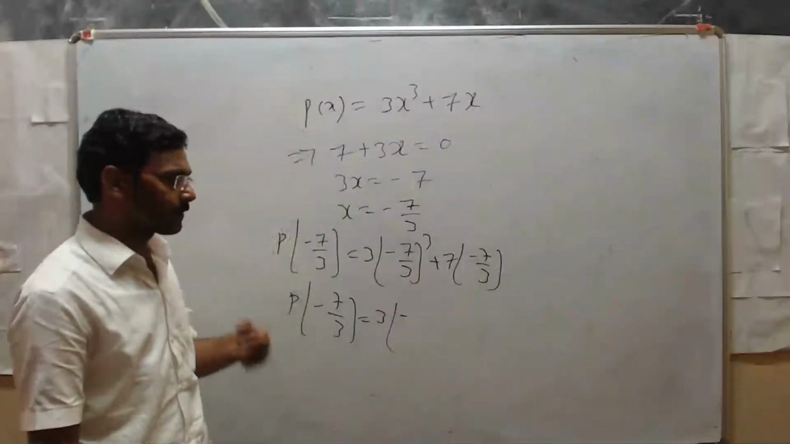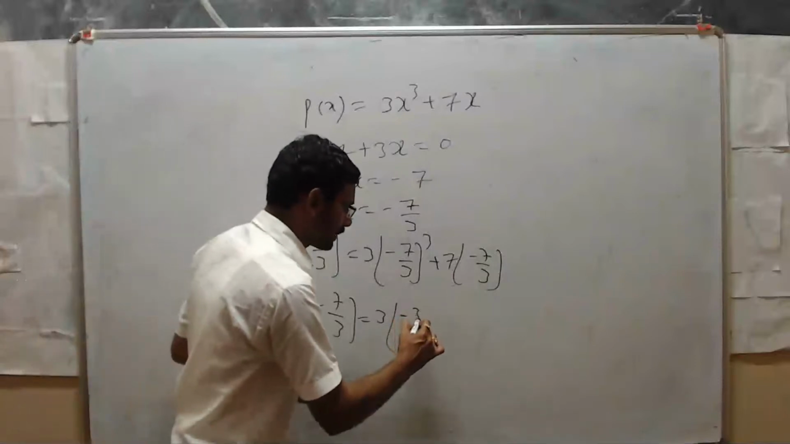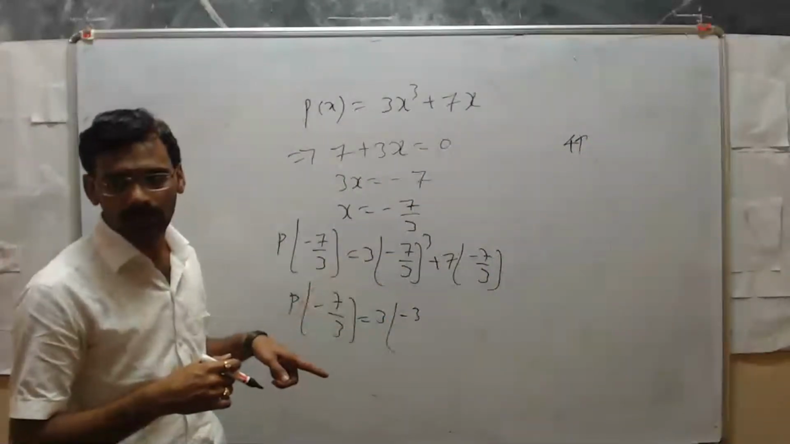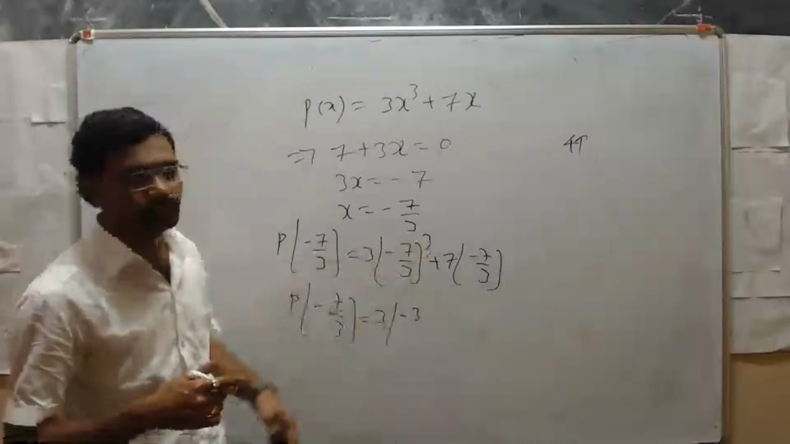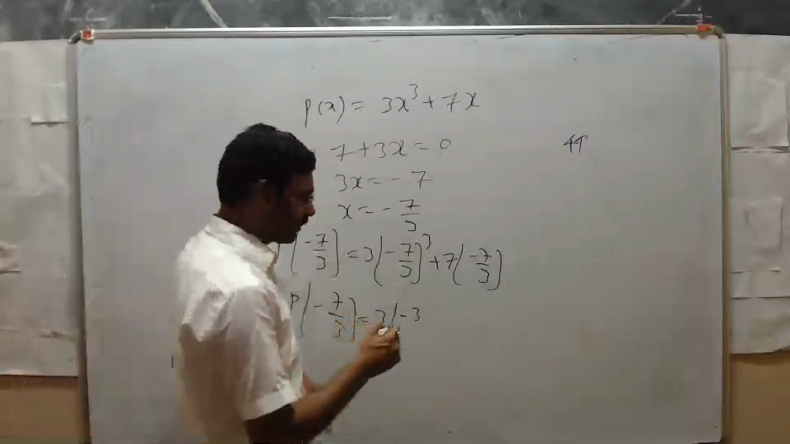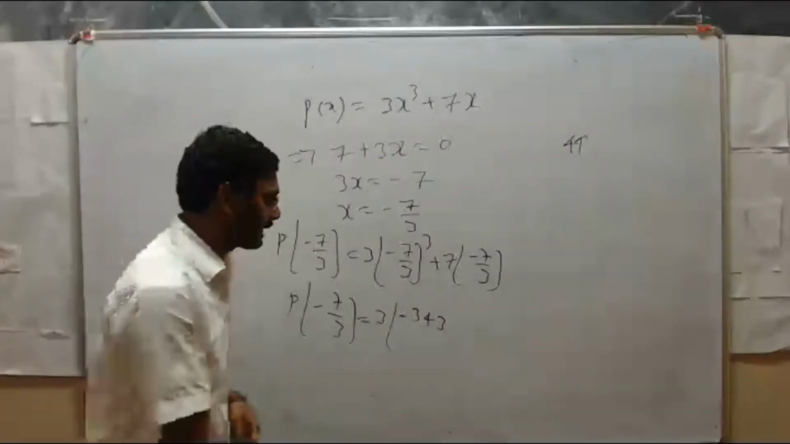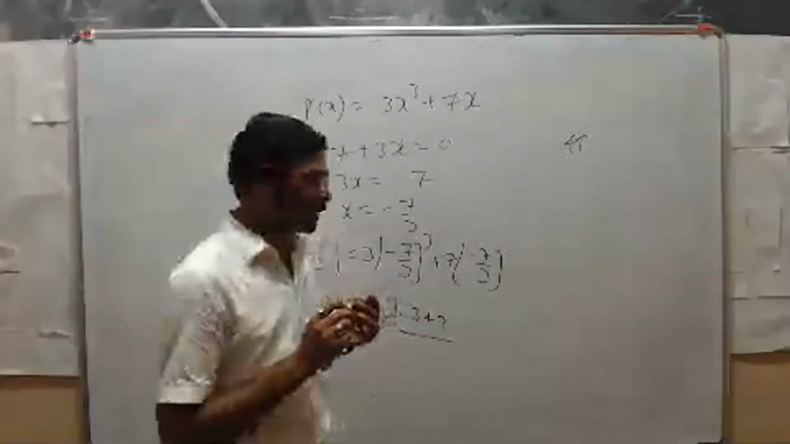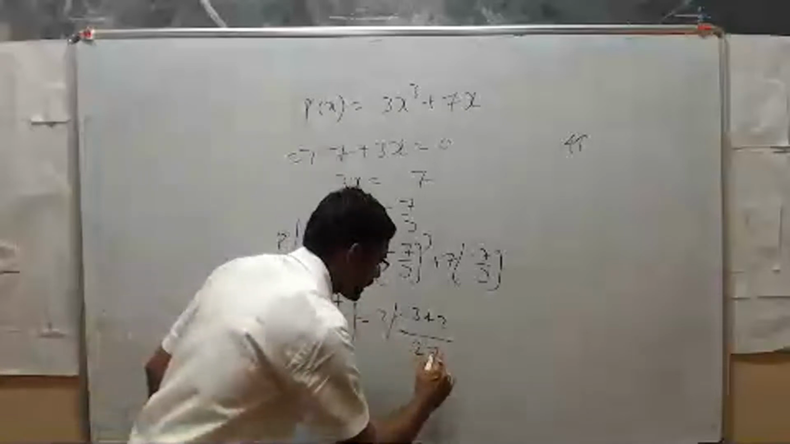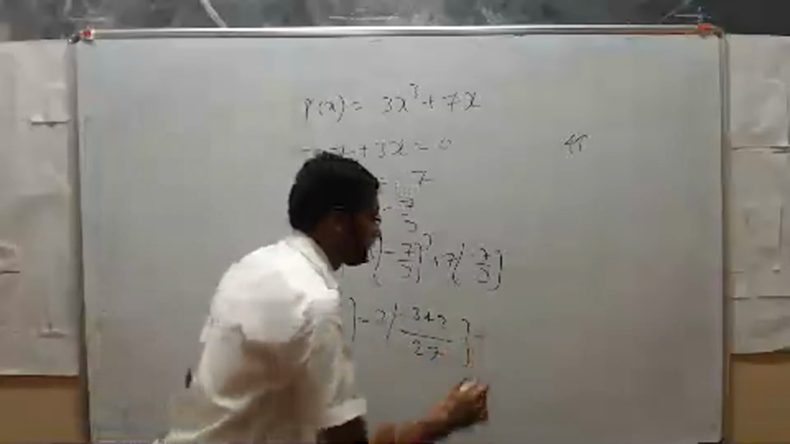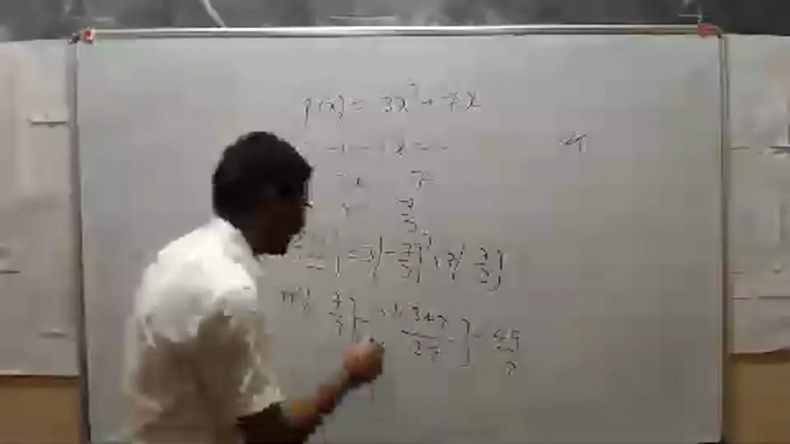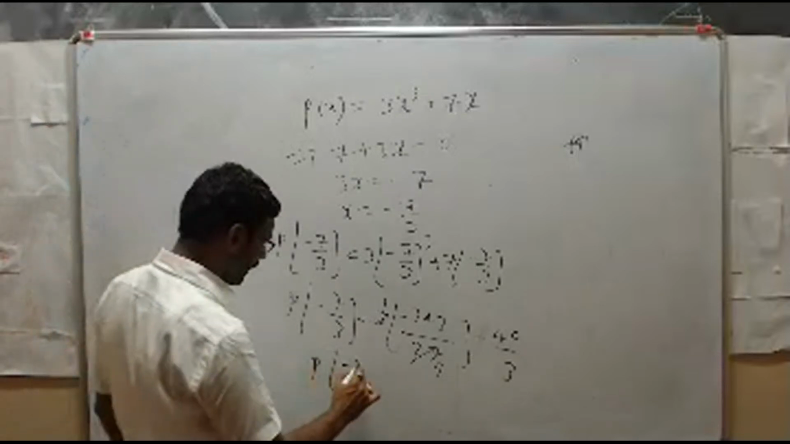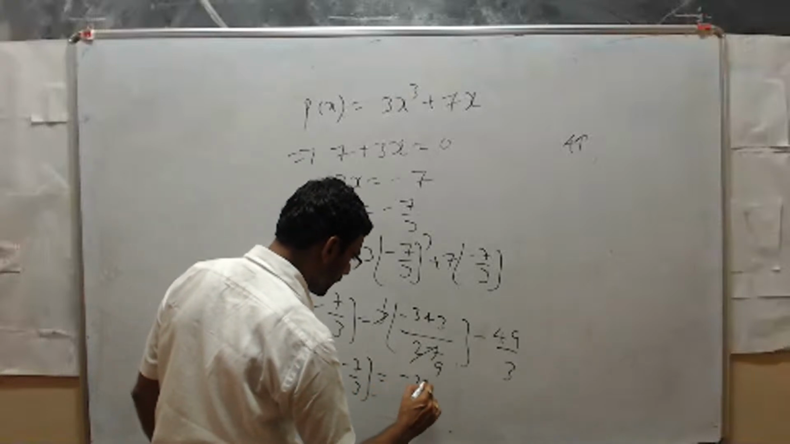Minus 7 cube: 7 times 7 is 49, 49 times 7 is 343. This cube belongs to both numerator and denominator, so 343 divided by 3 cube, which is 27. Then plus 7 into minus 7 by 3 is minus 49 by 3. The 3s cancel, so we get minus 343 by 9.